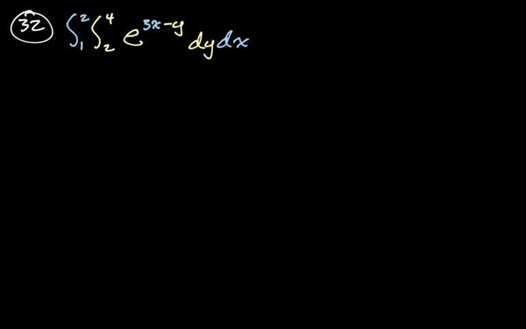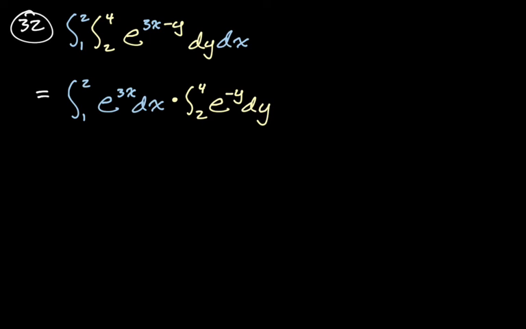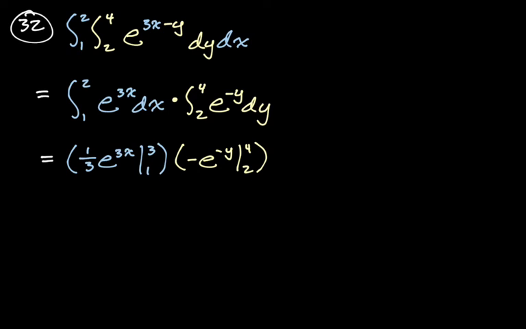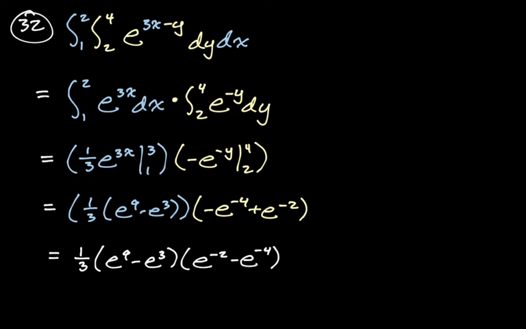Integral from 1 to 2, integral from 2 to 4, e to the 3x minus y dy dx. This one snuck in here. This actually can be written as a function of x times a function of y, so I'm going to do it, right? Because e to the 3x minus y is e to the 3x times e to the negative y. I'm going to separate this into two integrals and then do each of them separately because it's just faster, right? So when you do recognize that, take advantage of it. And then we evaluate, and then we get this, which does not clean up. So I'm going to leave that the way that it is.